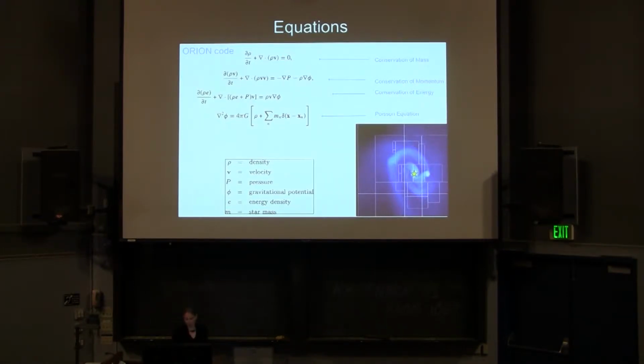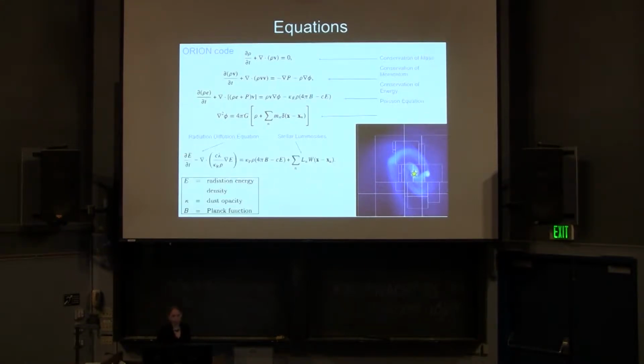Now, to close this set up of equations, you can do one of 2 things. You can either solve an equation of state, so some isothermal component plus some adiabatic component, or as Roby talked about and as Jim Stone talked about also last week, you can solve the radiation diffusion equation. So for most of the simulations I'm going to talk about here, this is actually the equation that is being solved.